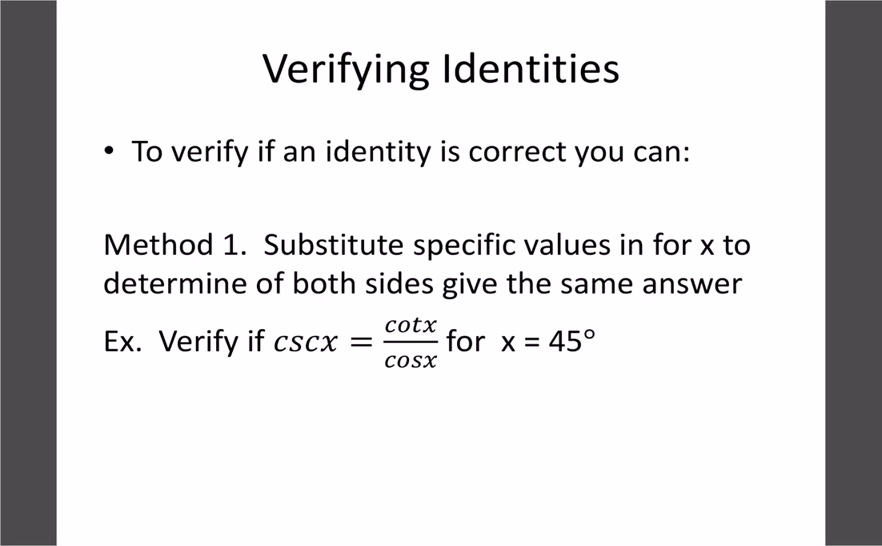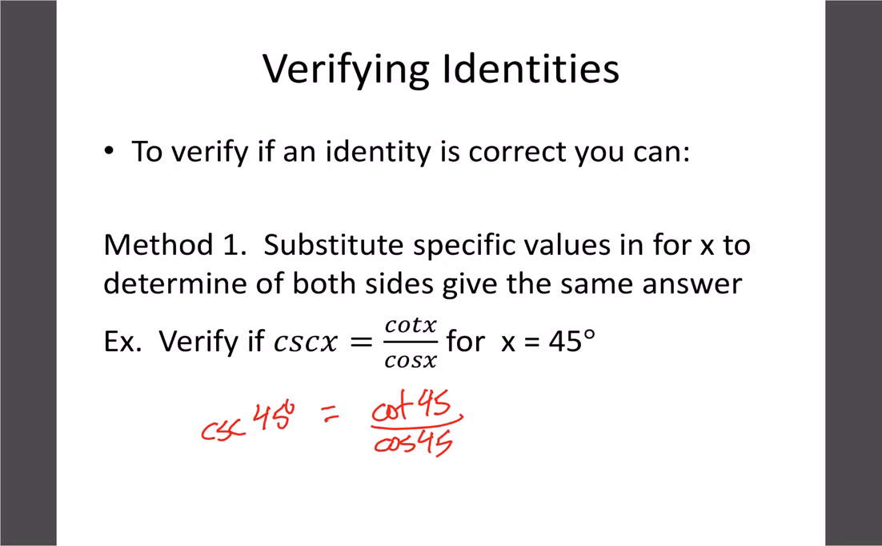So we're going to look at a couple different methods of what we do with these identities. The first one is substituting. To verify an identity, we can substitute a given value in and see if it actually works or not. So we want to check to see if cosecant x equals cotan x over cos x. So if we take the original and we put in cosecant of 45, we want to see if that's going to be the same thing as cotan 45 over cos 45.